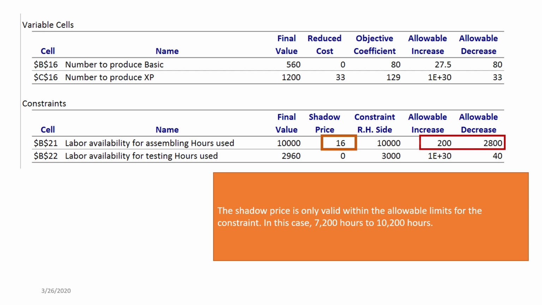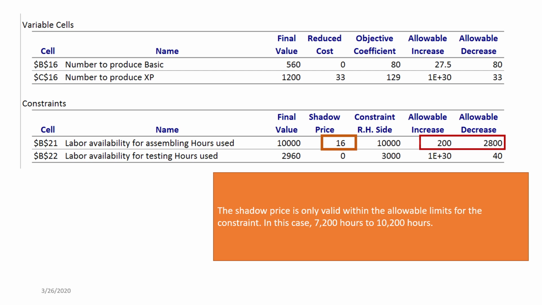If I gave you an extra 200 assembly hours, 200 divided by 5 would allow you to produce 40 extra units. Those 40 units would sell for $80 each. 40 times 80 is $3,200. Now if you did the math the other way, the allowable increase of 200 hours times $16 per hour is also $3,200.